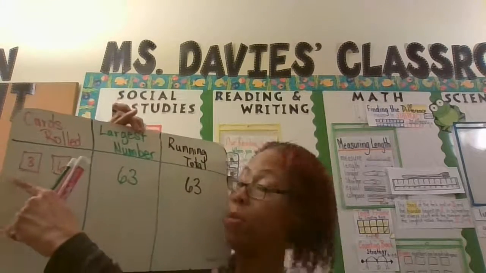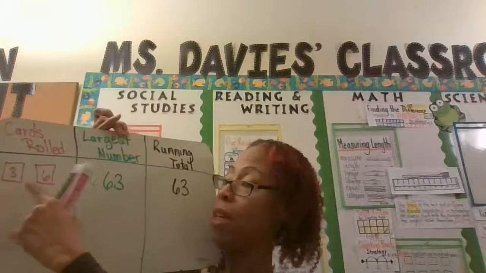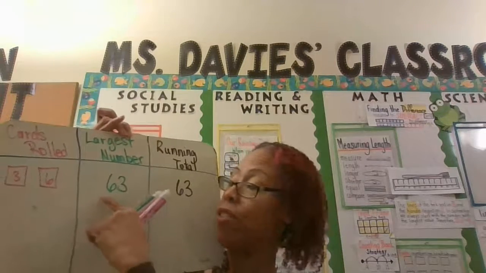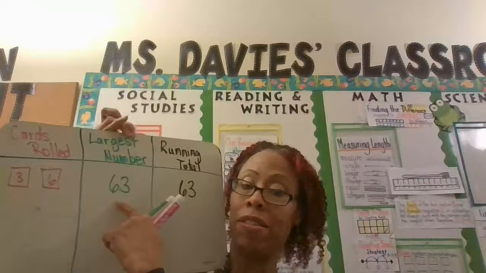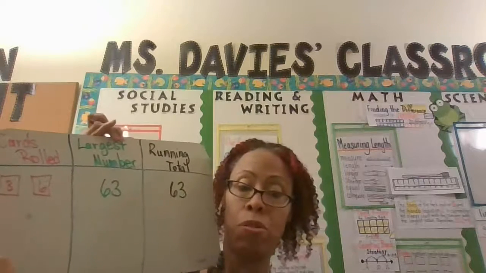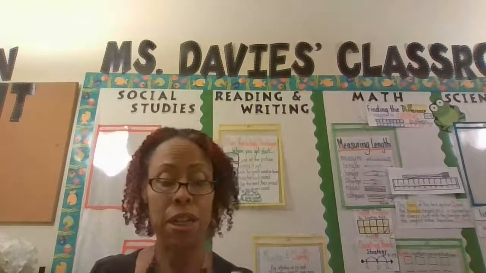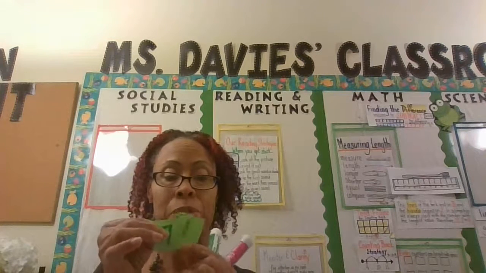So this is what we have so far. We pulled a 3 and a 6. The largest number we can make with those two digits is 63. So far, the running total is 63. So let's try 2 more numbers. Let's try the 1 and the 7. The largest number that we can make with these two digits is 71.